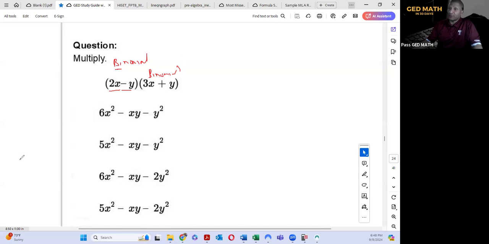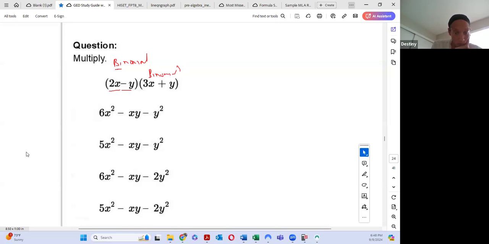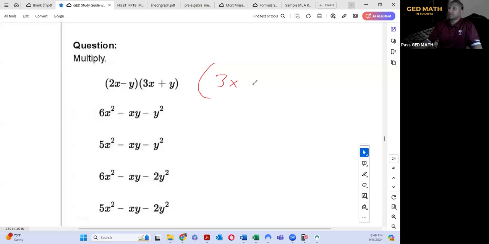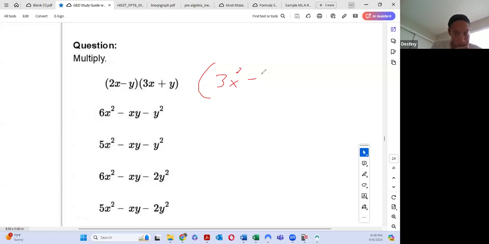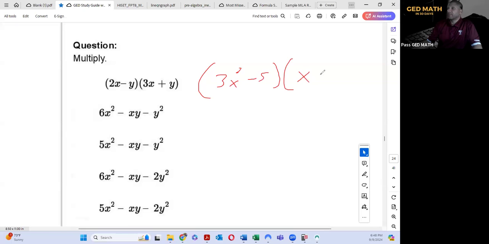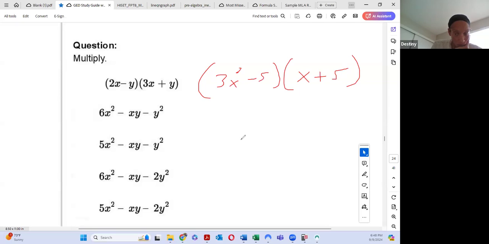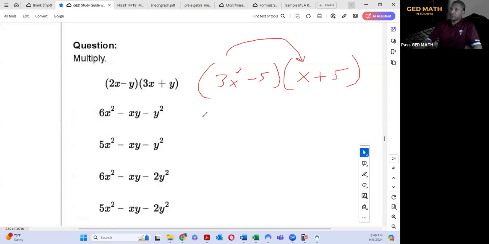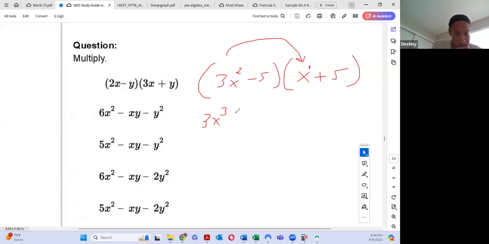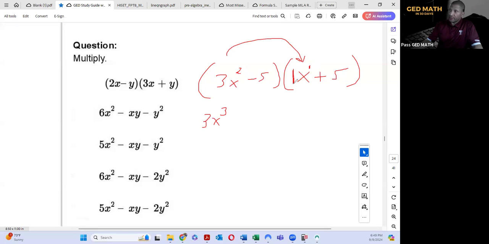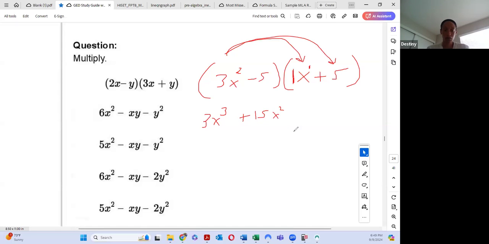So let's do another practice problem. I'm just going to make one up. I'm going to say 3x squared minus 5 times x plus 5. So 3x times x, so I get 3x to the third. Why? Because 2 plus 1 is 3. You don't see a 1 there. Right. 3 times 1 is 3. Right. 3x squared times 5. 3 times 5 is 15. I'm going to bring along my variable because there's no variable here, x squared. I've finished with the first term.